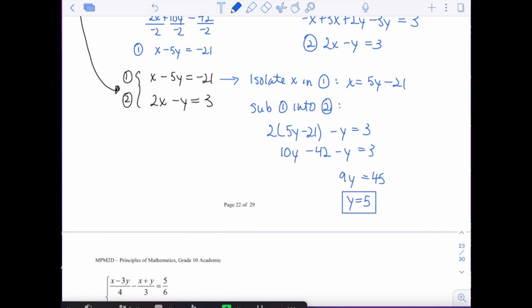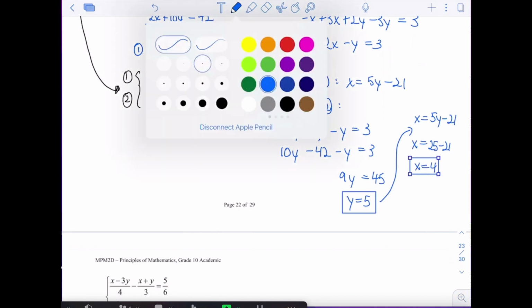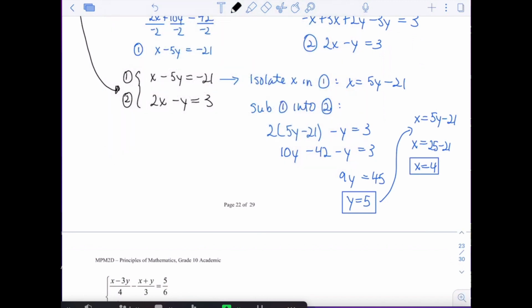Okay, that's half the answer, because to find x, I'm just going to sub into x equals 5y minus 21. That's going to be 25 minus 21. x is 4. Okay, so we have solved the system. We found the POI. This is an intersecting system. So my solution statement should be the POI is (4, 5).